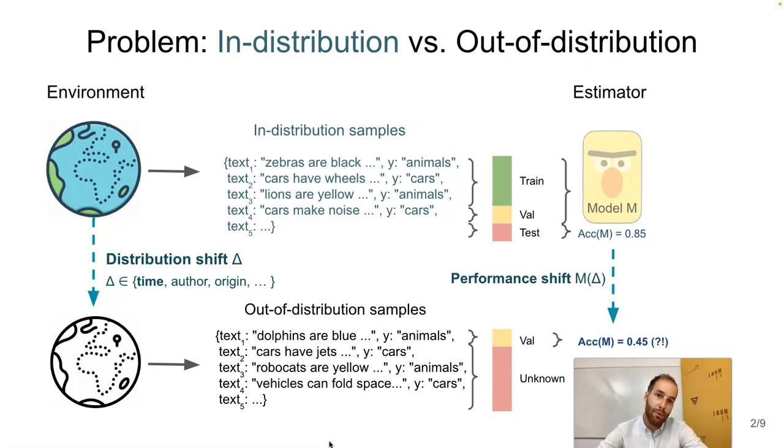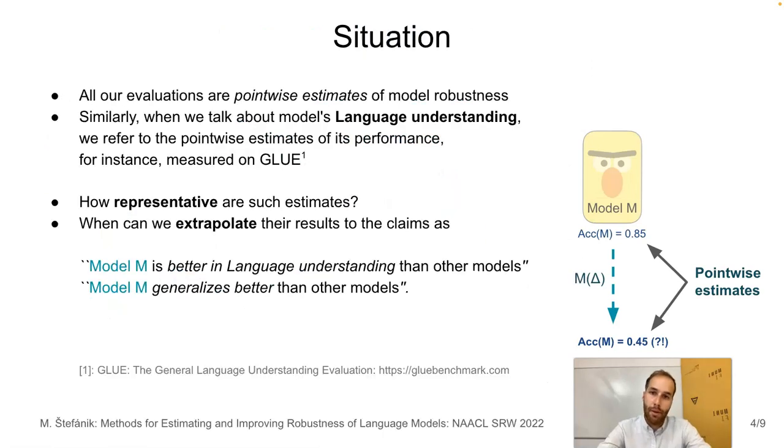Still, some models are more robust to a given shift than the others. Given a small validation set of the target domain, the robustness to a given shift can be measured. But these measures are merely point-wise estimates of the model robustness and cannot be extrapolated to different shifts. Robustness estimation is not the only case where we rely on point-wise estimates of the bigger phenomenon of our interest.